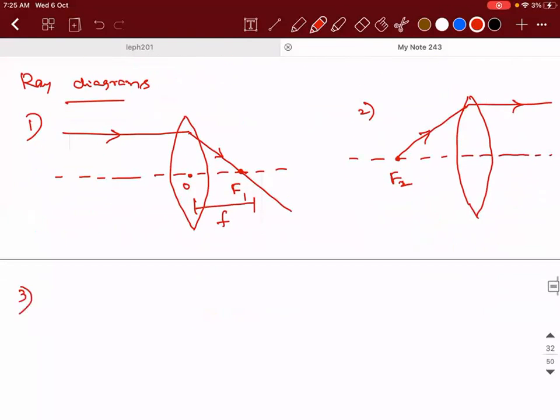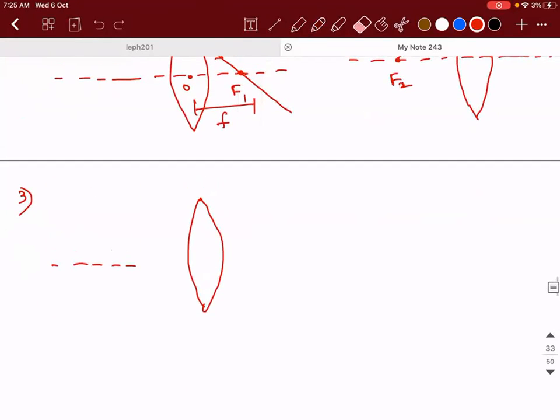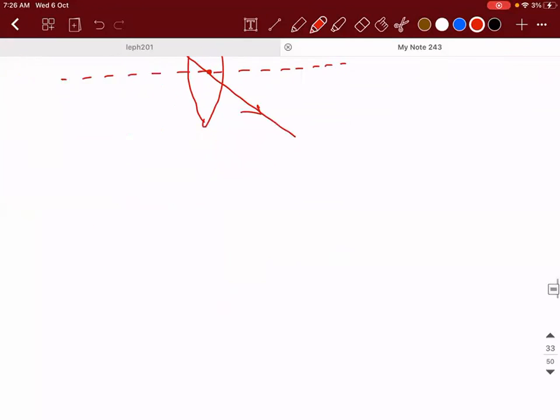Then the third one is, if you take a ray hitting the optical center, then how will it pass? It will pass in the same path, sir. It will go undeviated. Correct? So all these things are going to be the parts of the ray diagram. So having this in mind, we will try to derive the lens formula.